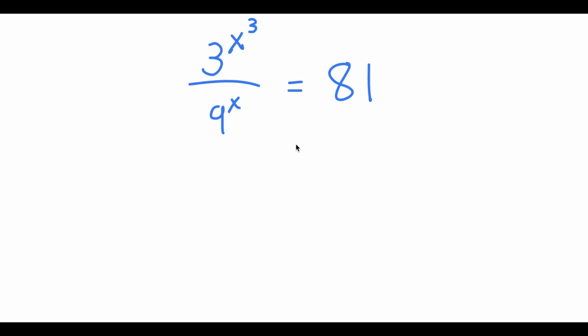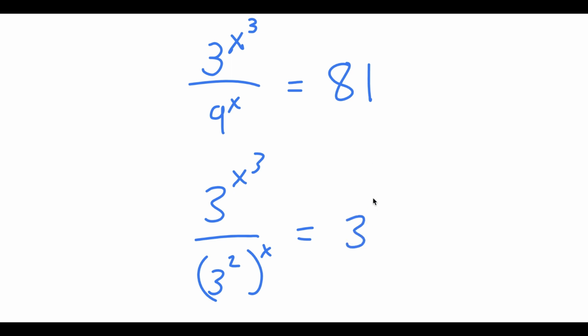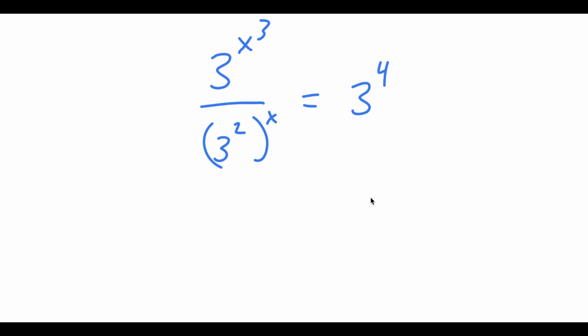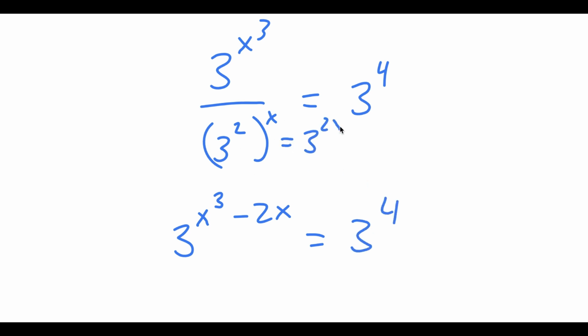Alright, so in this problem, I have 3 to the power of x to the power of 3 over 9 to the power of x is equal to 81. So I'm going to first rewrite 9 to the power of x as 3 squared to the power of x, and then rewrite 81 as 3 to the power of 4. Now, this is the same thing as 3 to the power of x to the power of 3 minus 2x is equal to 3 to the power of 4, because 3 to the power of 2 to the power of x, that's going to equal 3 to the power of 2x.